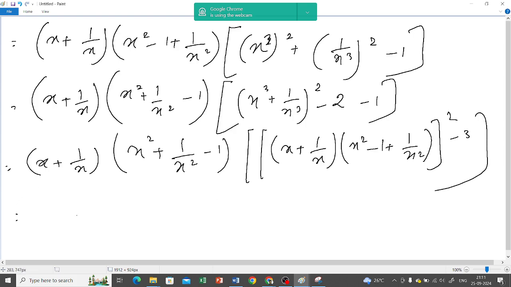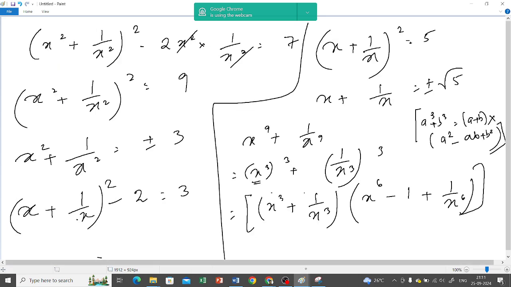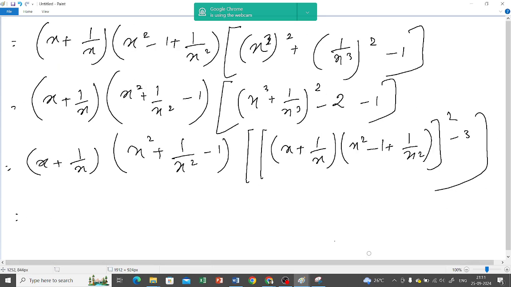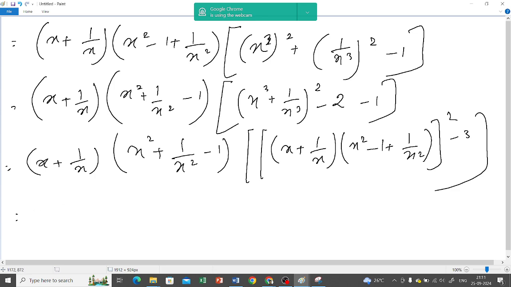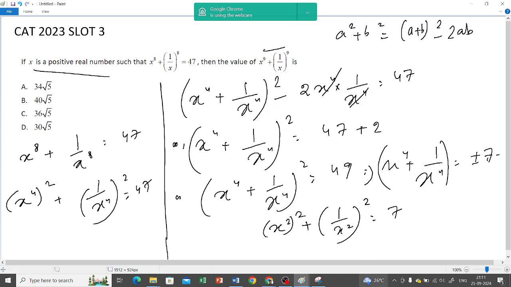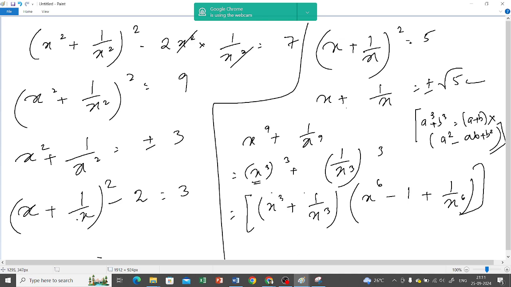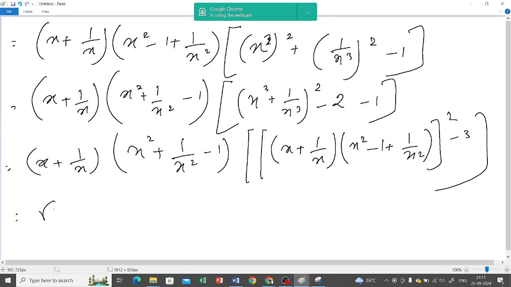See, the sum is like this only. Now see, we have the values for each one of them. We have the value for this thing, x plus 1 by x. What is the value of x plus 1 by x? It is plus minus root 5. Now let me see one thing in the question. It is given that x is a positive real number. So if x is a positive real number, its addition can never be negative. Their addition will always be positive. So I will take positive root 5.